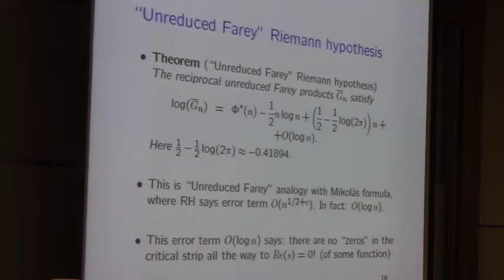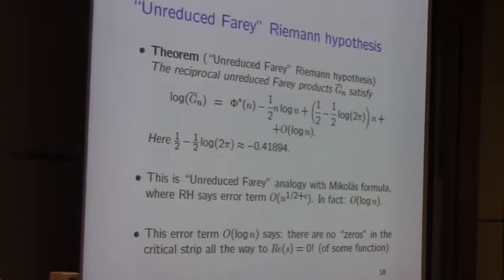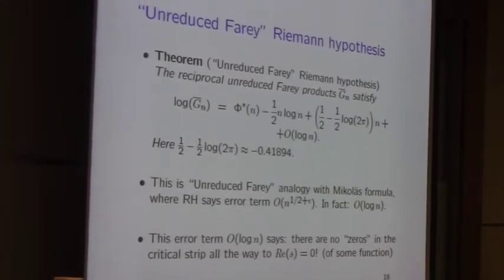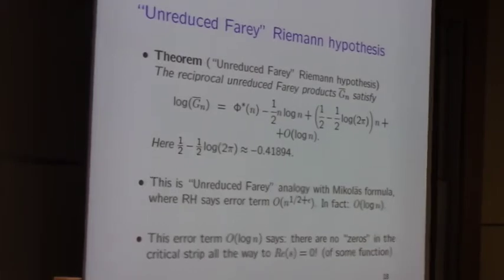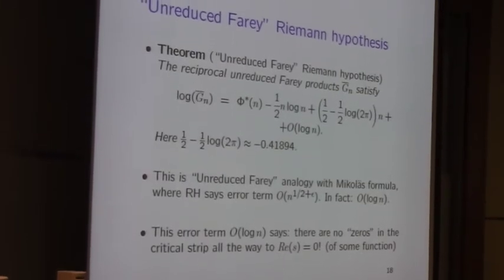Now I want to rewrite this formula in a more suggestive way. It's actually a Riemann hypothesis. You can rewrite this reciprocal unreduced Farey product in the form log gn bar as phi star of n minus 1/2 n log n minus 1/2 minus a constant times n plus a little o of log n term.